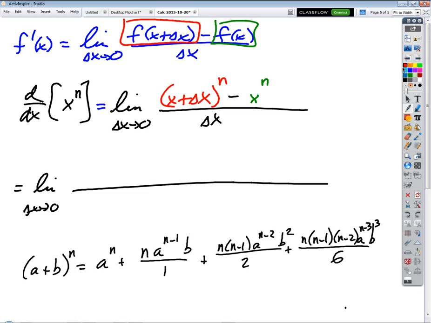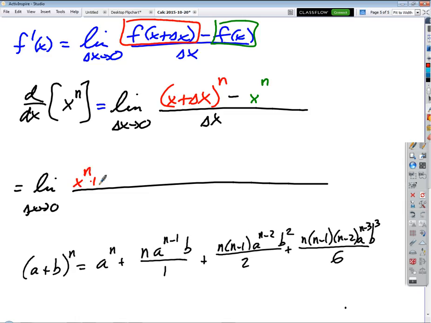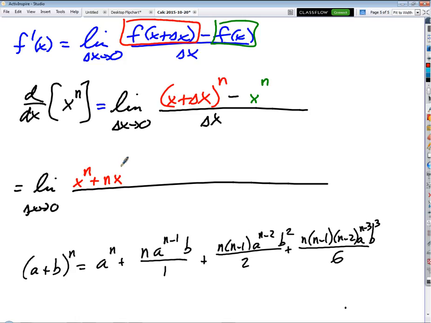So this is going to become, okay, so instead of a to the n, we're getting x to the n, right? So we get x to the n plus, okay, n times, instead of an a, we've got an x to the n minus 1 times a delta x to the 1, right?